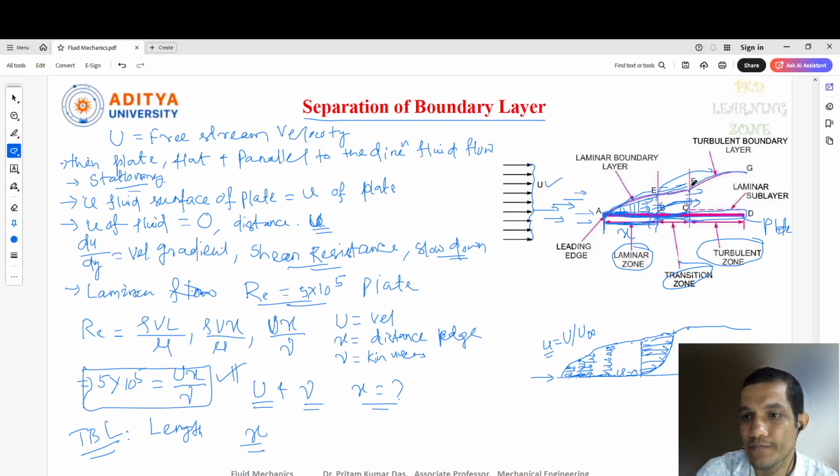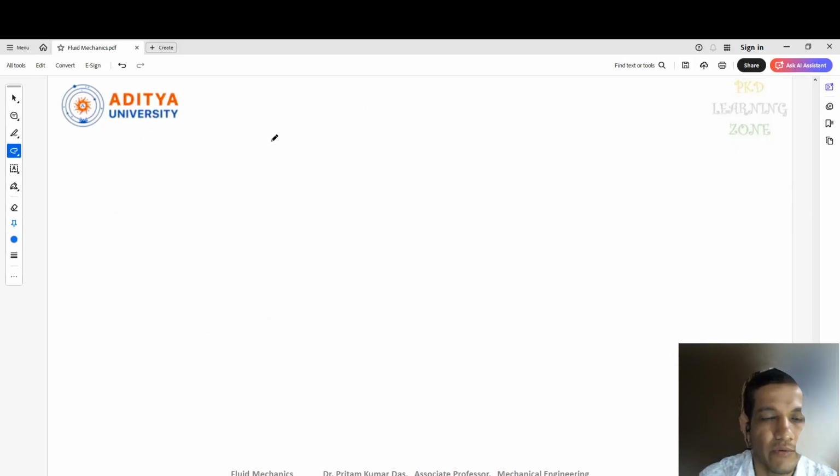Now here we can see the turbulent boundary layer. One more point is the laminar sublayer. This is another important part. This is the laminar sublayer, which is created in the turbulent boundary layer region. How it is created, I'll tell you. Just have a look at this surface. I'll show you here.